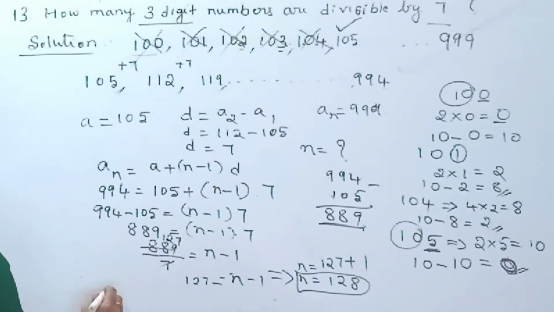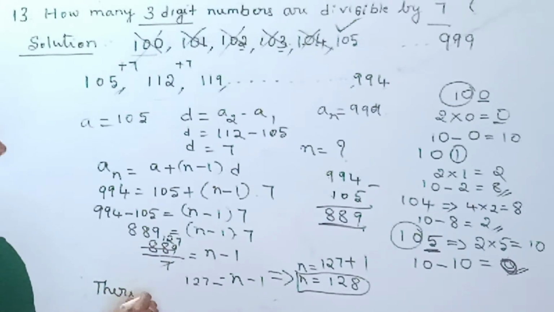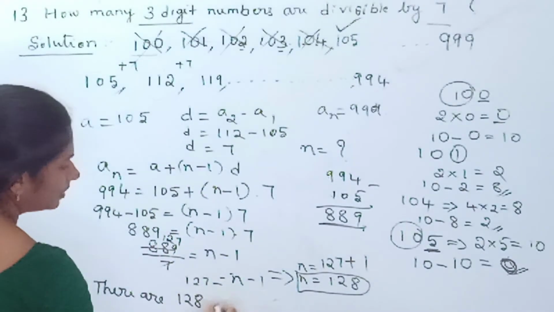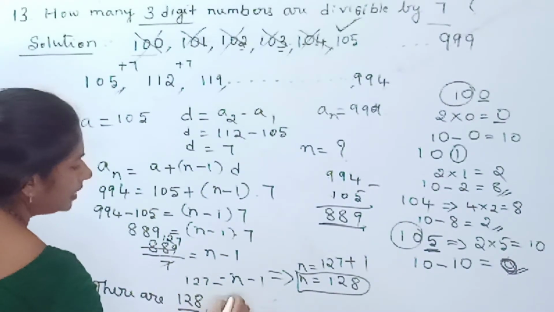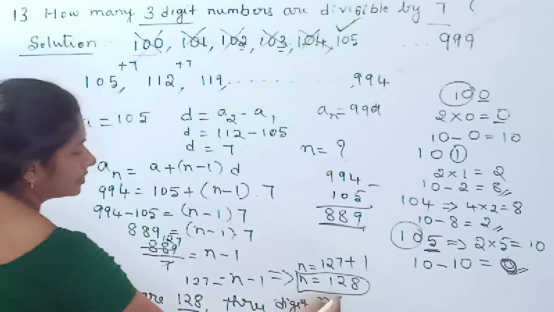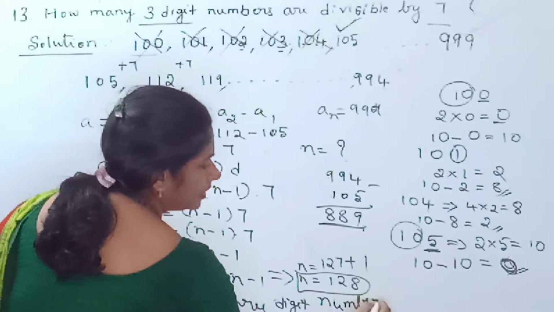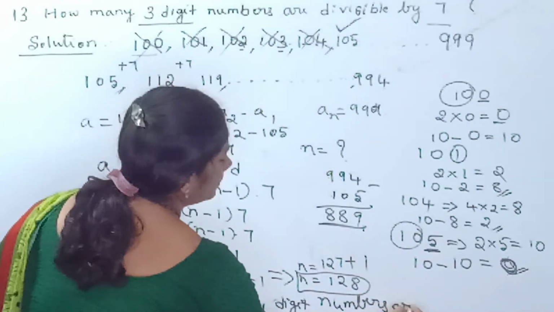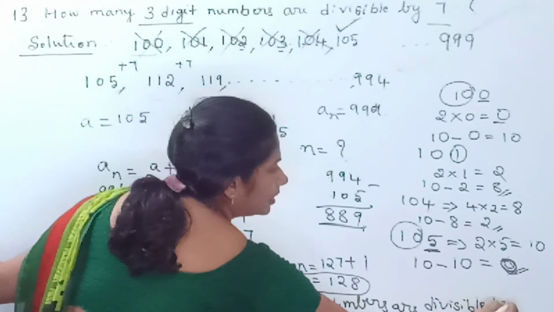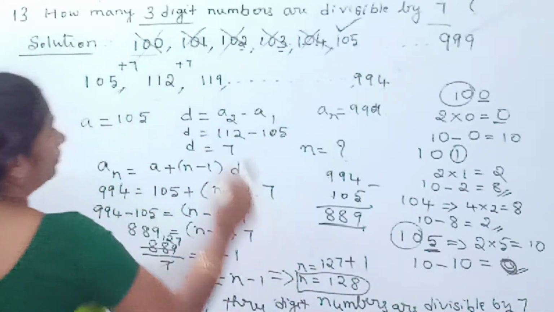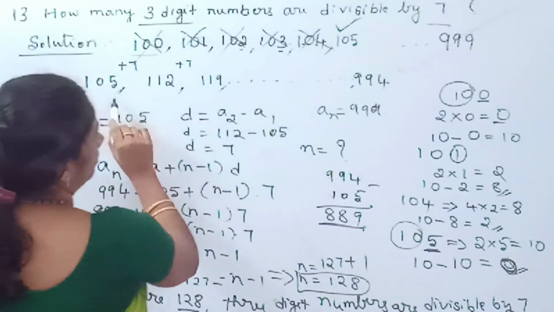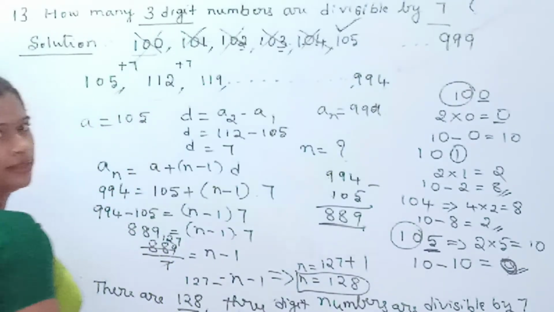Therefore, write the conclusion, children. Therefore, there are 128 3-digit numbers. 3-digit numbers which are divisible by 7. Therefore, there are 128 numbers which are divisible by 7.